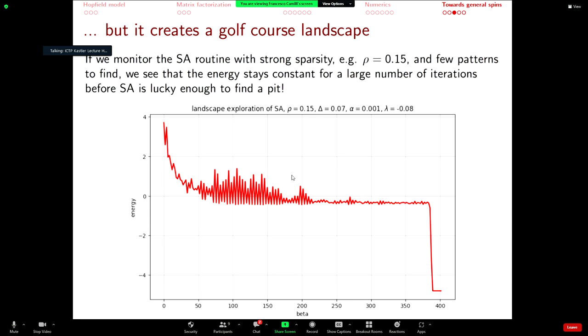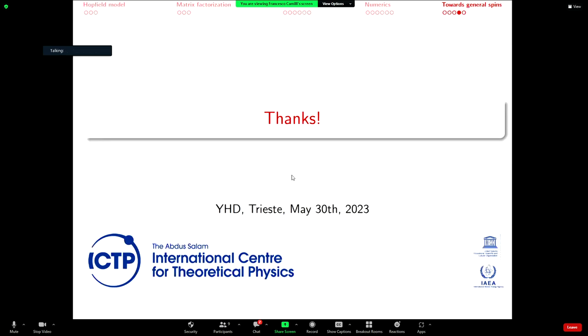Very few. So what happens here is that as long as there are many patterns stored in this memory, there are many pits in this golf course, and so you have a high chance of falling in one of them. But in this case, when alpha becomes very small, like 0.001, so you have only one pattern stored there, you have only one pit in this huge golf course that is flat almost everywhere. So if you run an energy-based method like simulated annealing, like the routine we have, it takes a lot to find the last pattern, paradoxically, but it takes very few iterations to find the first one. And I think that with this I am over. Thank you very much.